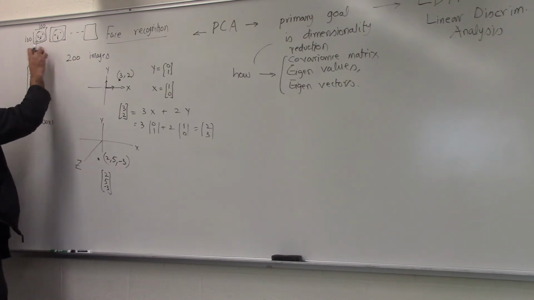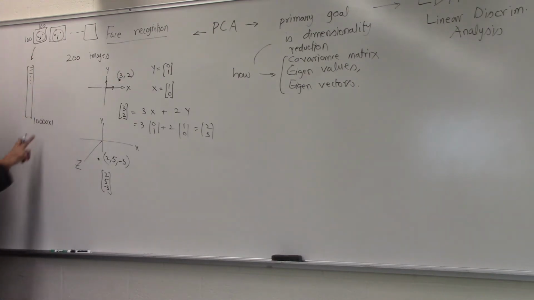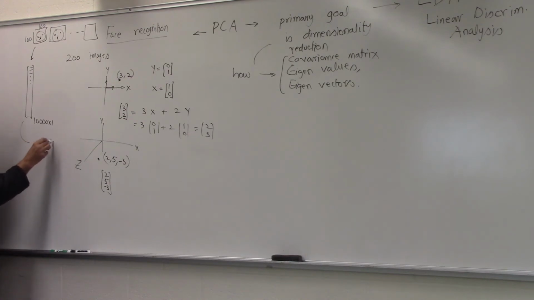Very similarly, if we take a look at the image, each image gets represented by a 10,000 by 1 vector. What does that mean? It means it is a single point. So each image is basically one point in a 10,000 dimensional space.